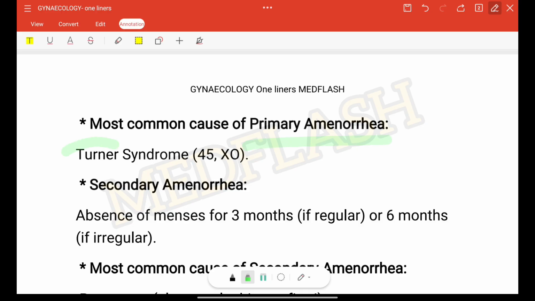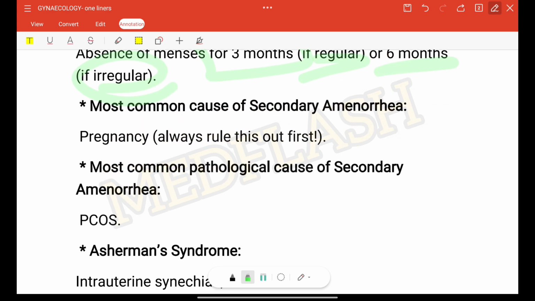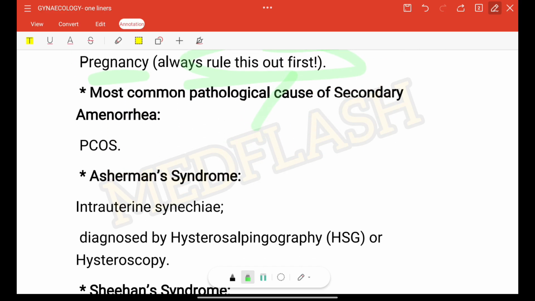Secondary amenorrhea, absence of menses for 3 months if regular, or 6 months if irregular. Most common cause of secondary amenorrhea is pregnancy. So always rule this out first with urine pregnancy test or beta-hCG. And the most common pathological cause of secondary amenorrhea is polycystic ovarian syndrome.